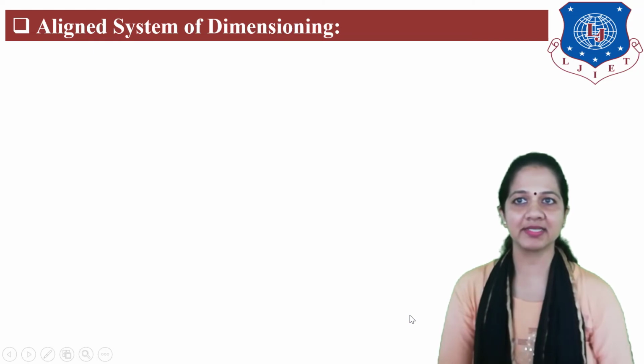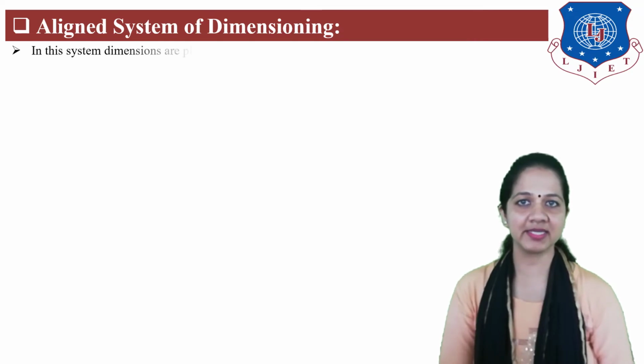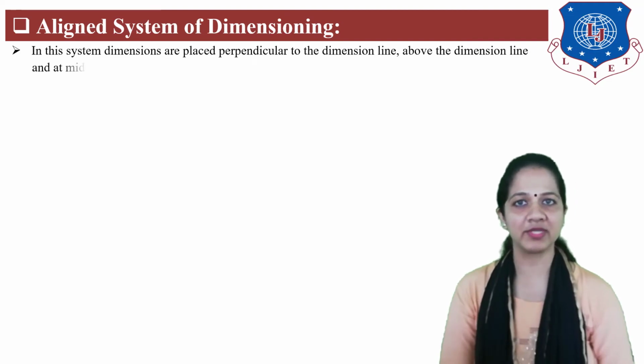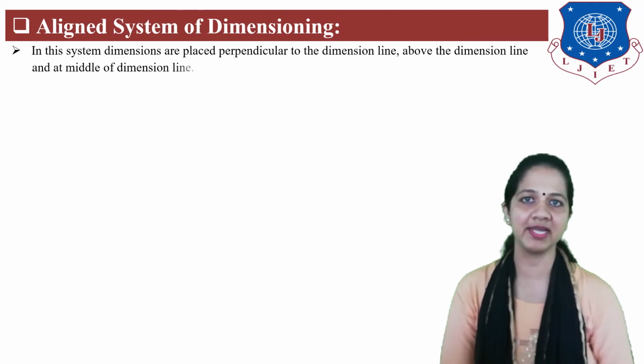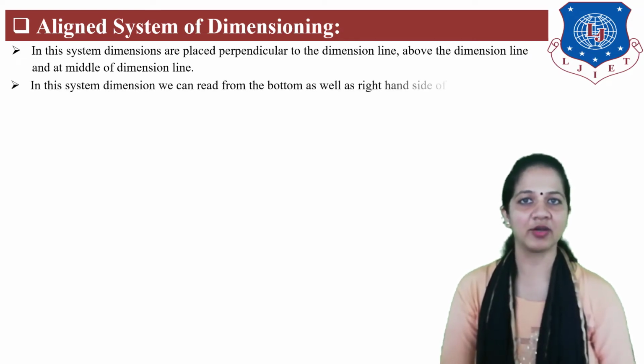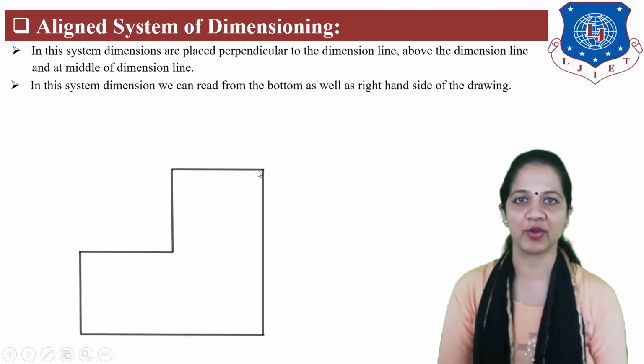Now, let us understand the aligned system of dimensioning by using these elements. What is the aligned system of dimensioning? In this system, dimensions are placed perpendicular to the dimension line, above the dimension line and at the middle of the dimension line. In this system, horizontal dimensions we can read from the bottom side and vertical dimensions we can read from the right hand side.